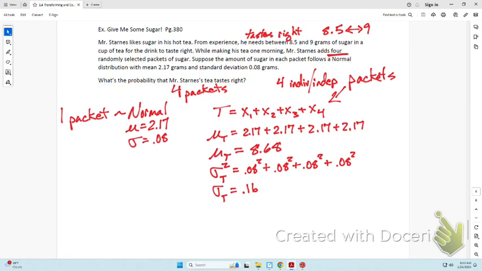All right? So we transformed the situation from 1 packet to 4 packets. One thing that's true is this total number of packets is also normal. And they want to know, what is the probability that this guy's tea tastes right? And it's normal, so let's find z-scores, plug it into normal CDF, and we got it.